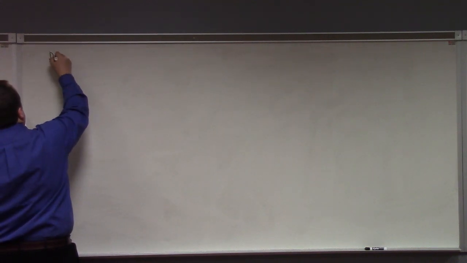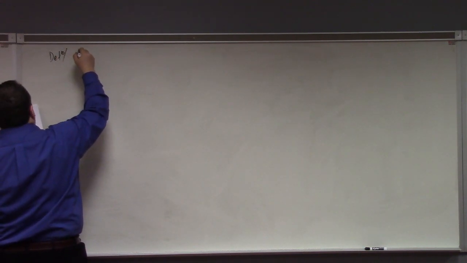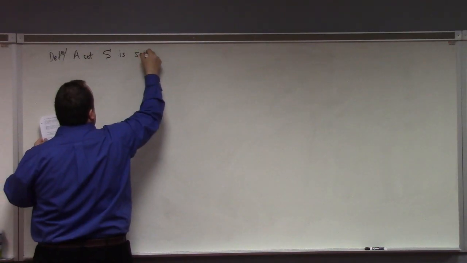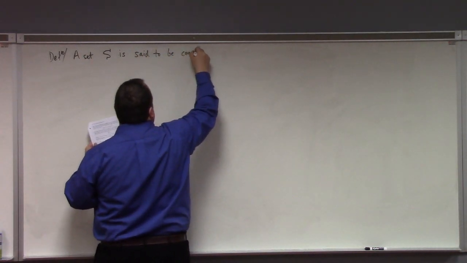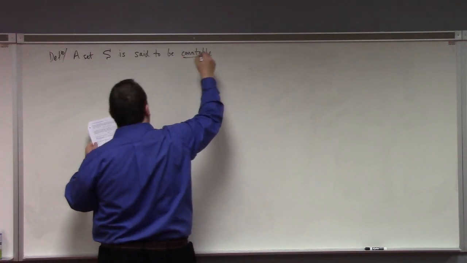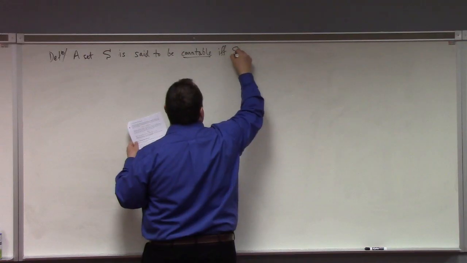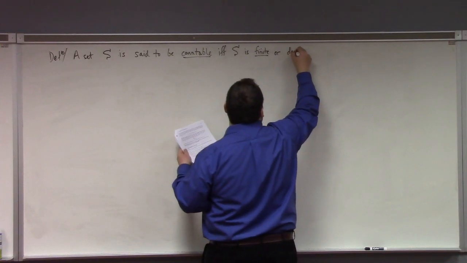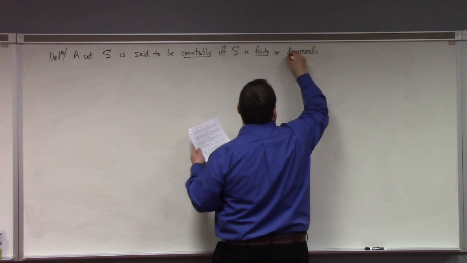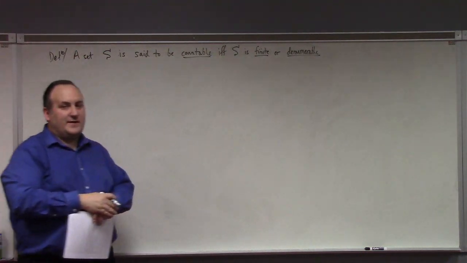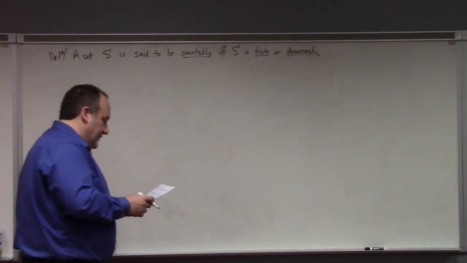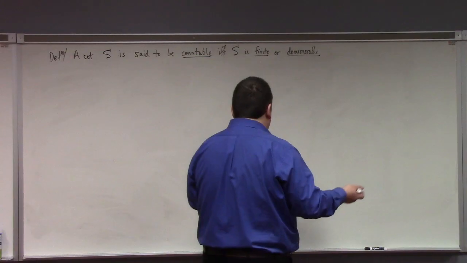So, definition. A set S is said to be countable if and only if S is finite or denumerable. Denumerable is really just a fancy word for saying it can be enumerated, which is to say it can be put in one-to-one bijection with the natural numbers. That's the origin of the term, I believe. And if a set is not countable, it's said to be uncountable.